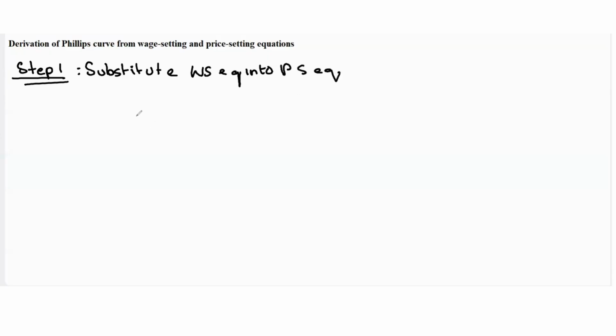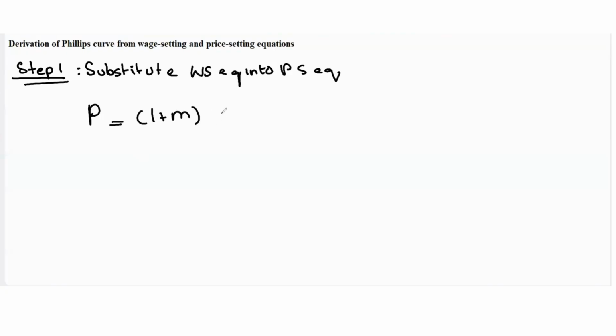So how we're going to do this, step 1 is that we are going to substitute the WS equation into the PS equation. That's the first step. We just wrote down what the WS equation is and what the PS equation is. So this is the PS equation, P = (1 + m)W, and we had a W here.